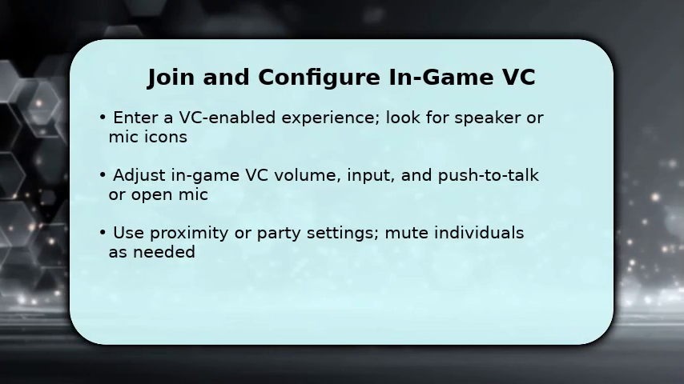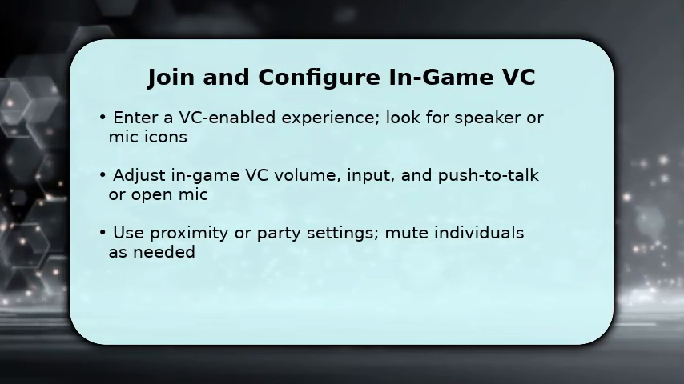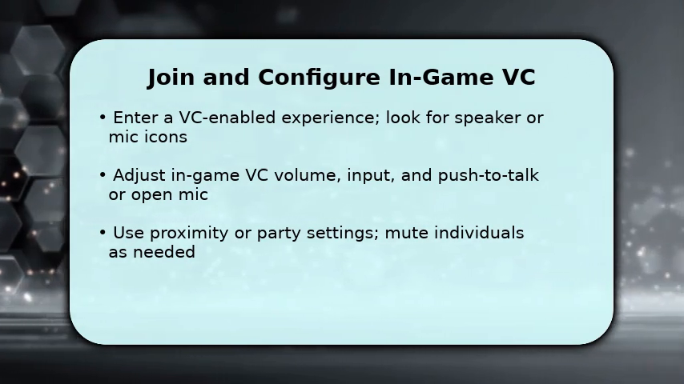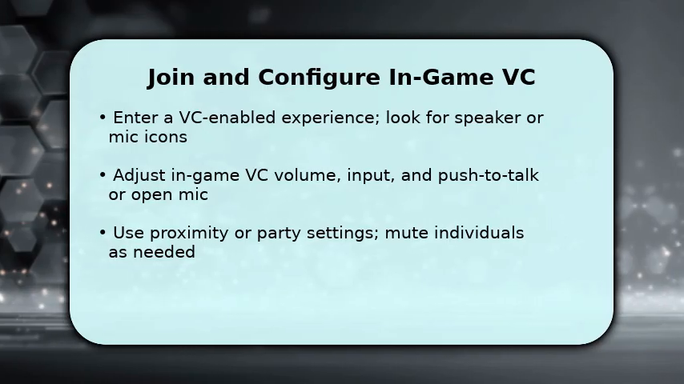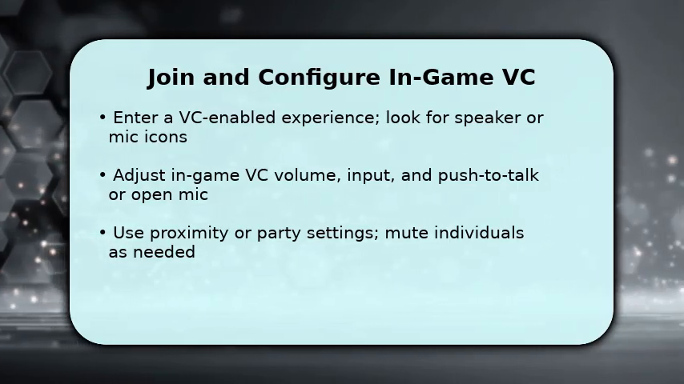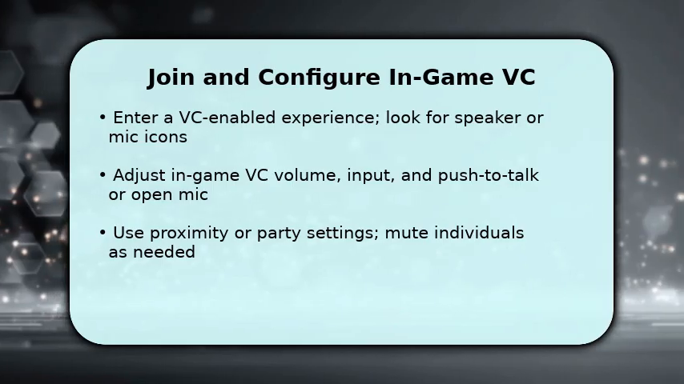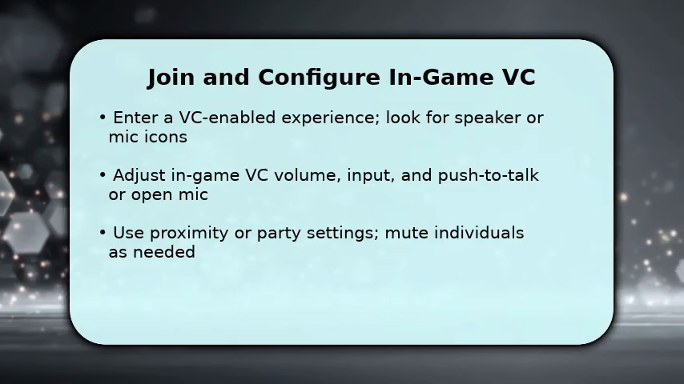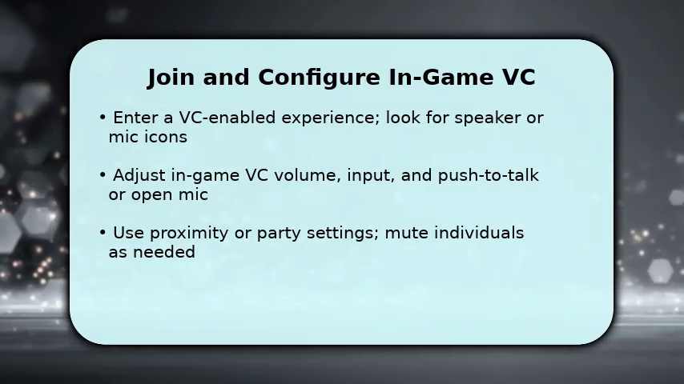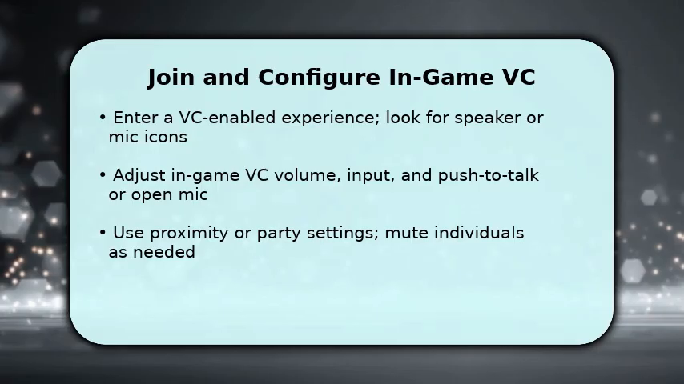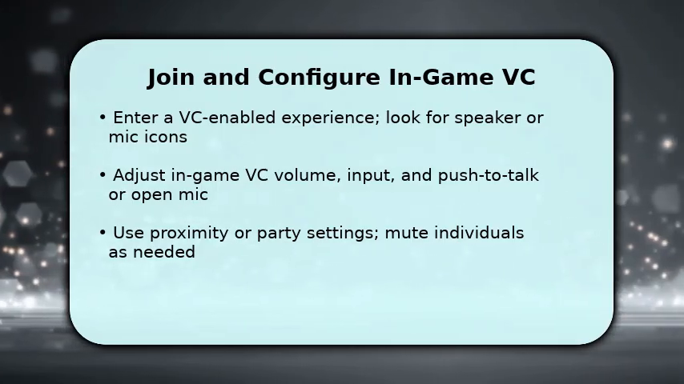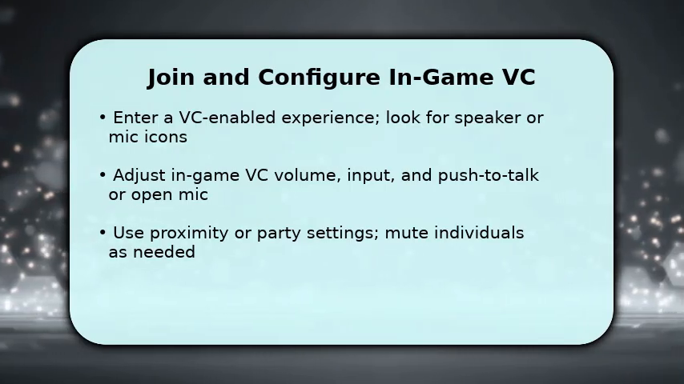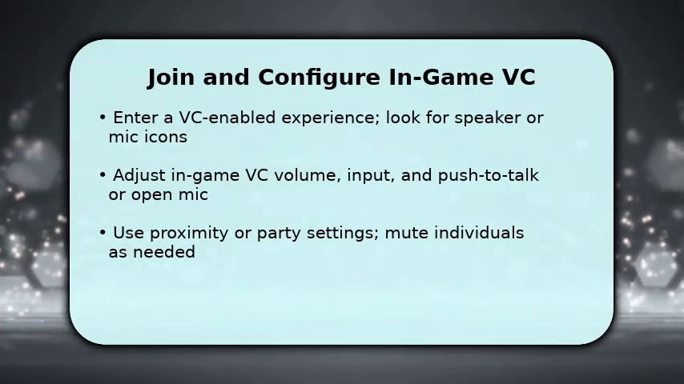You now enter a game that supports voice chat and locate the VC controls, usually speaker and mic icons, or a dedicated menu. Configure input and output levels so your teammates hear you without clipping. Pick push-to-talk if you want control, or open mic for continuous talk. Decide between proximity voice for spatial audio or party voice for stable channels. Make sure to mute noisy users and adjust individual volumes so conversation stays clear. This keeps communication effective during play.